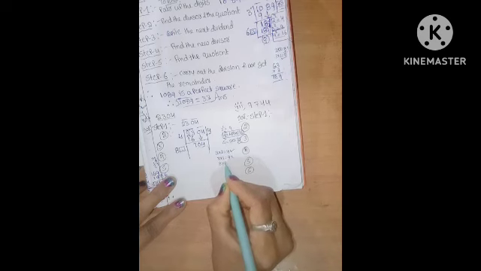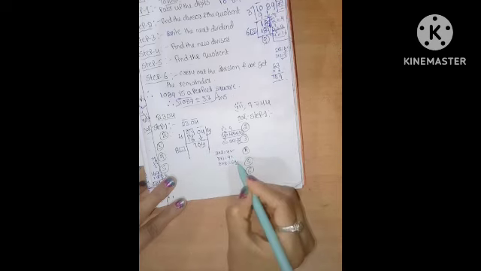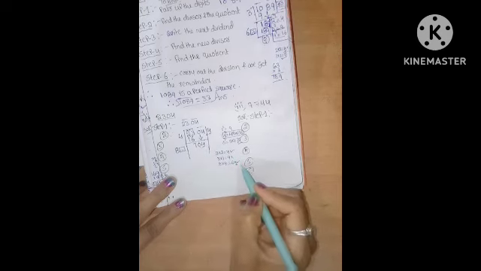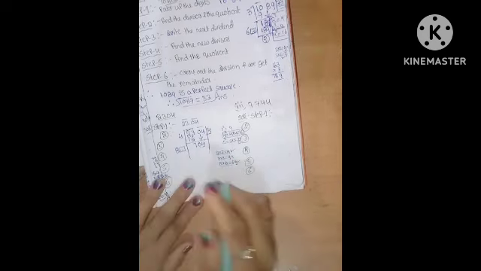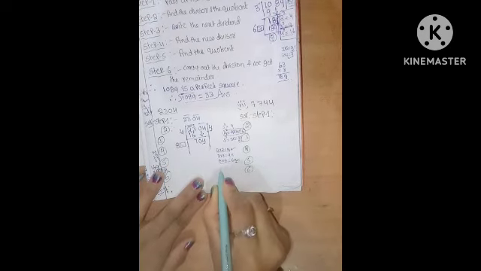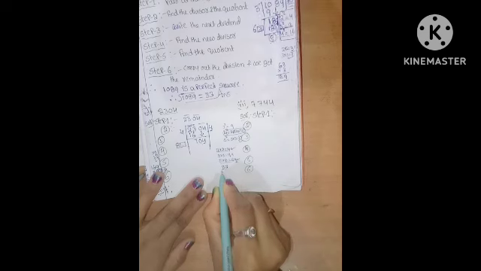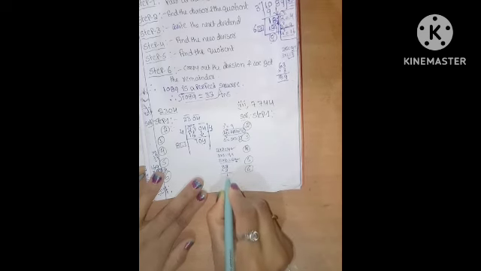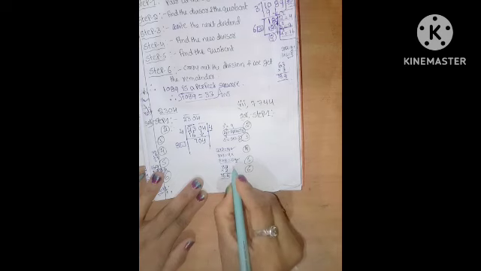8 times 8 is 64. The last unit digits are both the same, so it is possible. How many possible digits are there? Two only: 2 and 8. You write it in the empty box. 82 times 2: 2 twos are 4, 2 eights are 16. This is a less than number only.